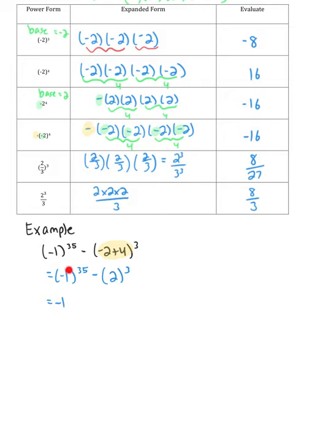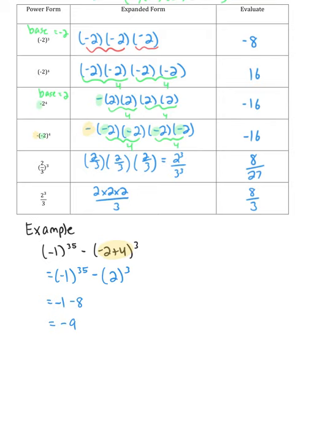Here the base is -1, so I'm either going to have an answer of +1 or -1, and that will depend on if the exponent is odd or even. Here the exponent is odd, so that means if I'm doing an odd exponent of a negative base, my answer is negative. So I have -1, and then I'm taking away 2 cubed. 2 cubed is 8, so I'm taking away 8. -1 take away 8 is -9.